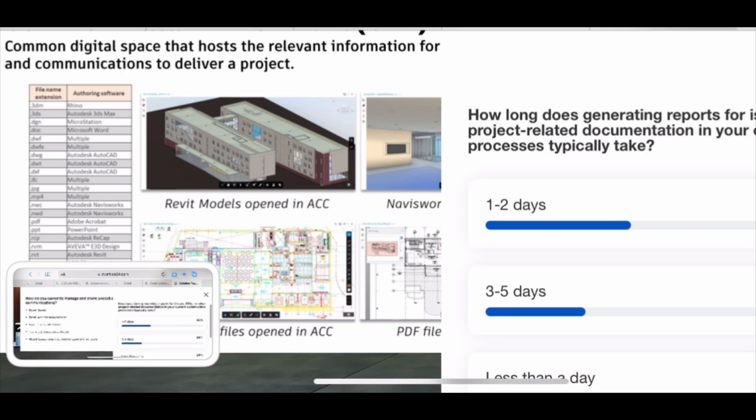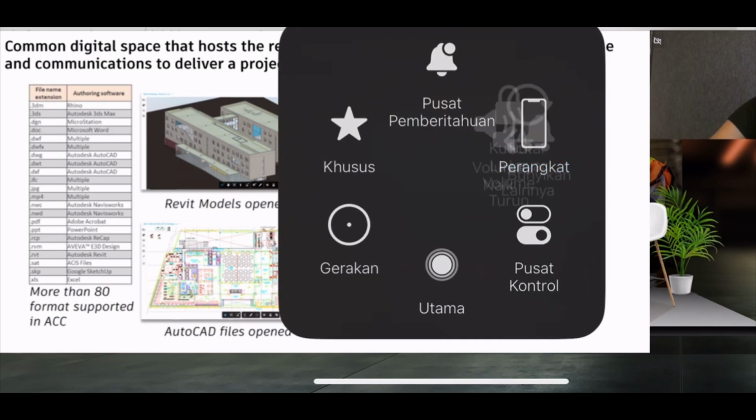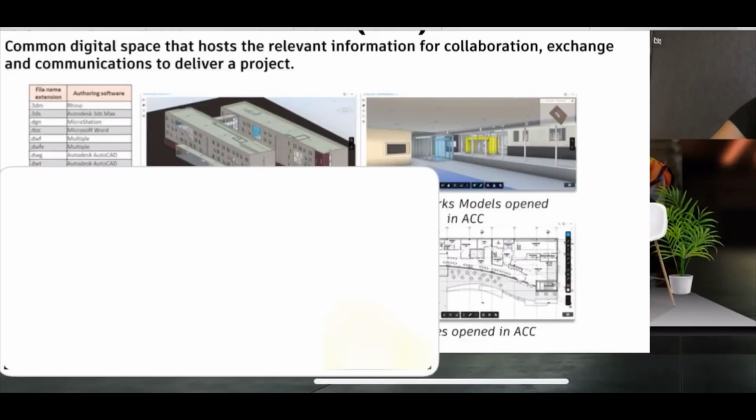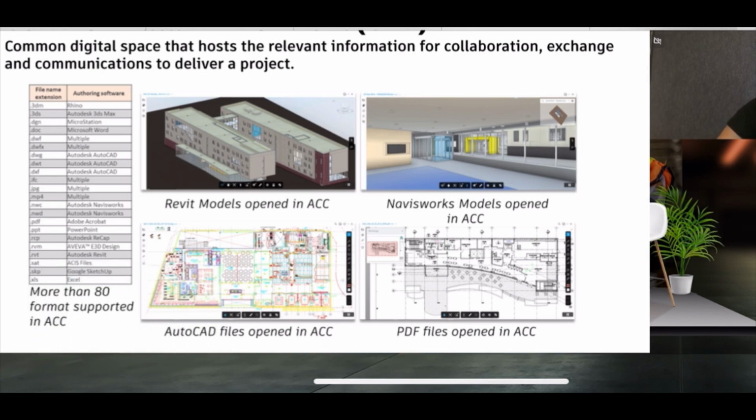Let's talk about the different use cases in construction. Let's establish our common data environment. As mentioned, Autodesk Docs serves as our backbone that hosts our different file formats, be it a drawing, a document, or a model. Currently we support more than 80 different file formats, and we can also view native files such as Revit models, Navisworks models, your DWG files, and PDF files.